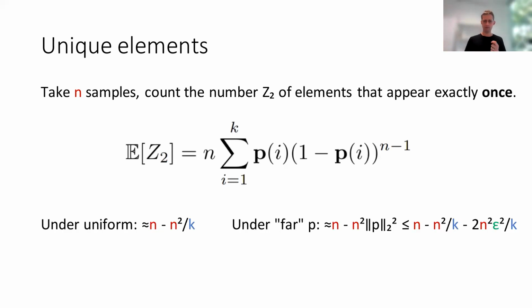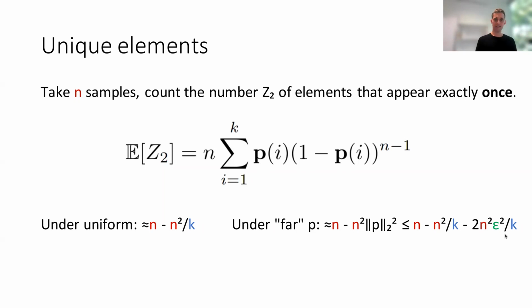Just as a rule of thumb, if you use some approximation under the uniform distribution, this is roughly n minus n squared over k. And if it's far from uniform, you hope that it's going to be roughly n minus n squared times the same quantity, that collision probability squared. You make those approximations that are not very true in general. And so if things were to go well, you would have that gap here, a gap of about n squared epsilon squared over k.